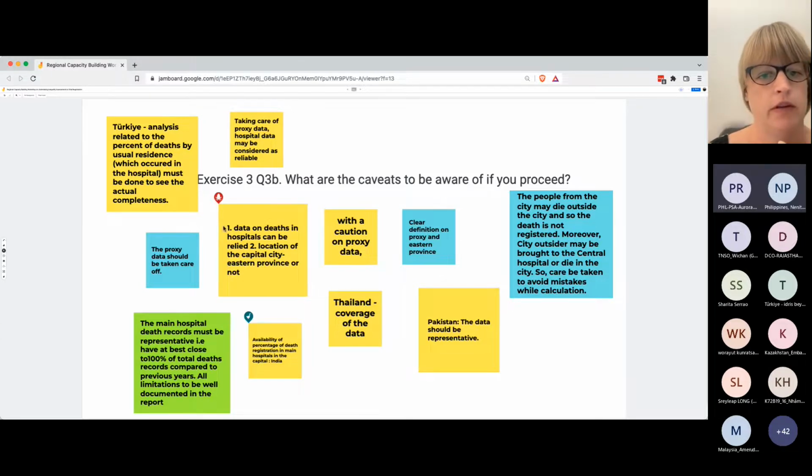So let me just have a look at some. There are a few more notes. Most of you are saying it needs to be taken with a little bit of caution because we are developing a proxy. And I like this comment here: all limitations need to be well documented in the report. So yes, that's absolutely critical. That's what we keep getting at, so we're clear about where we came from.